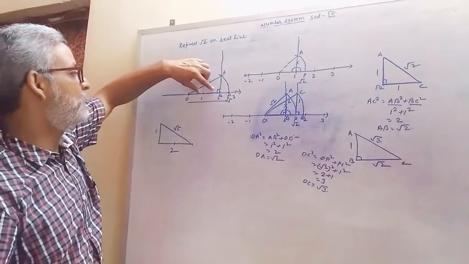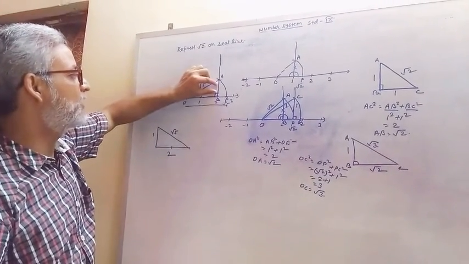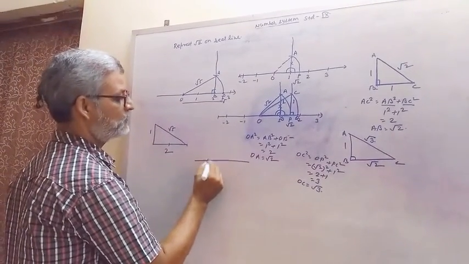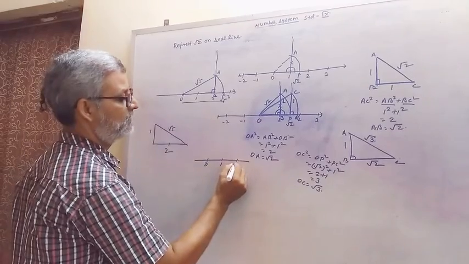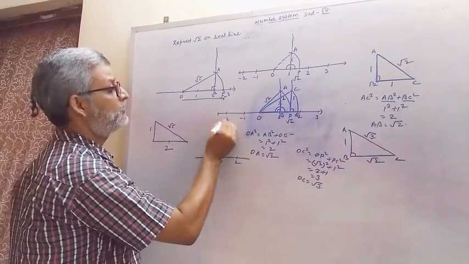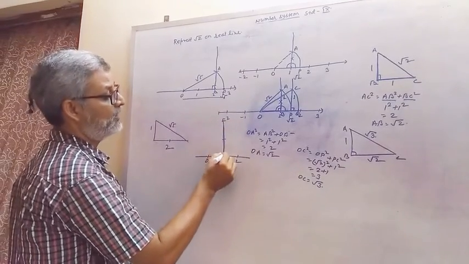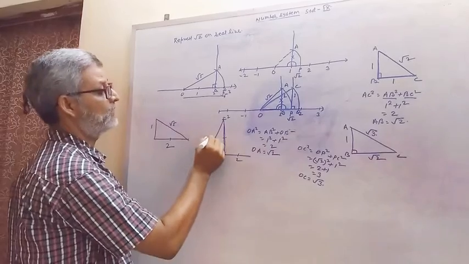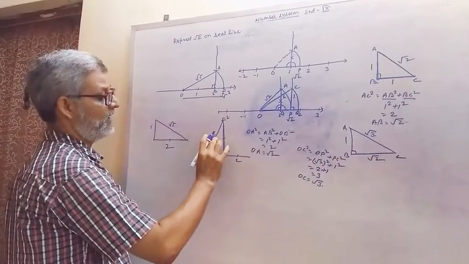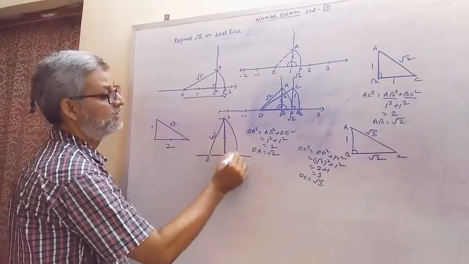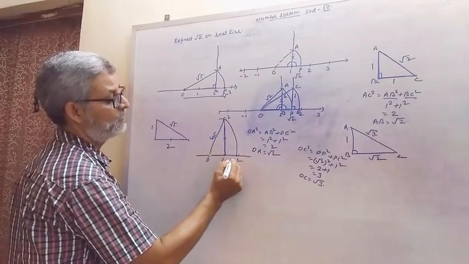So either you take base 2 unit, perpendicular 1 unit, or base 1 unit and perpendicular 2 unit. 1, 2. Now this is 2 unit, this is 1 unit. So this distance is how much? Root under 5. Now again with center O, radius this one, you draw an arc. This is root under 5.